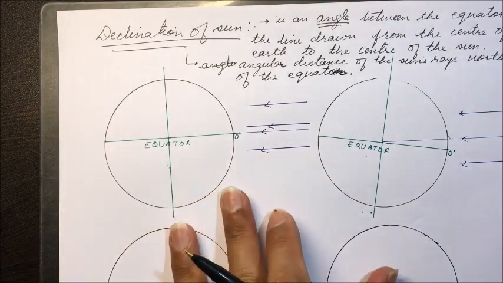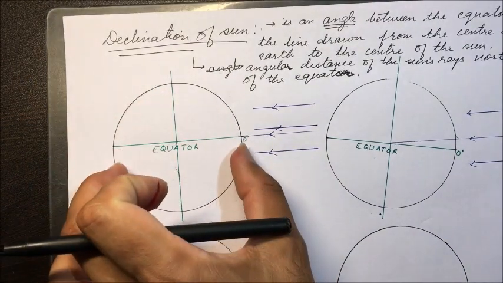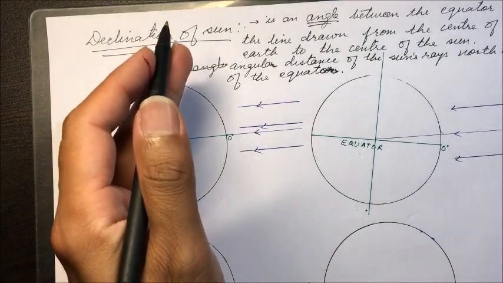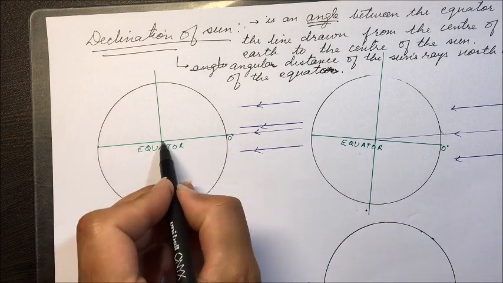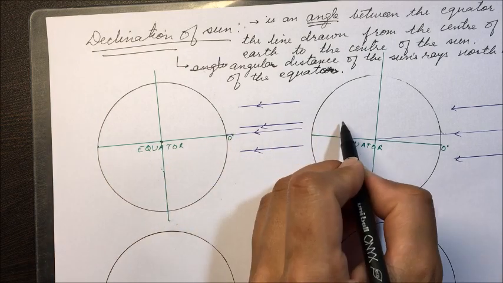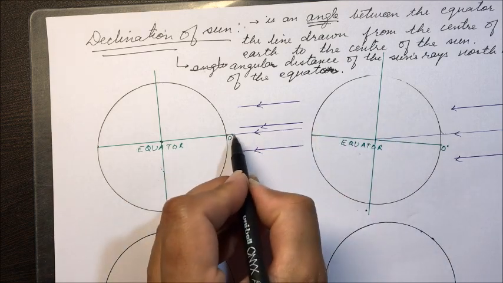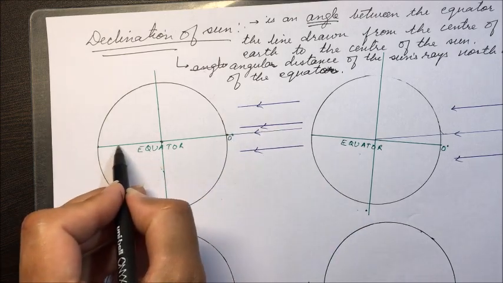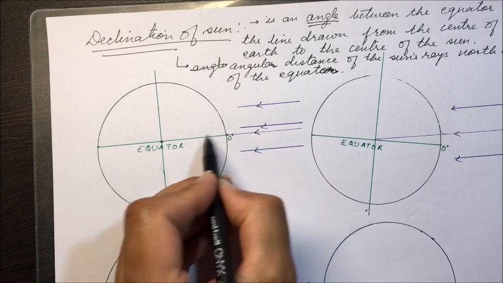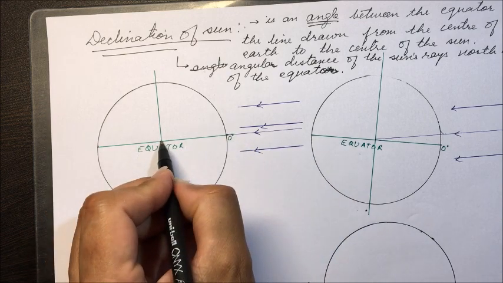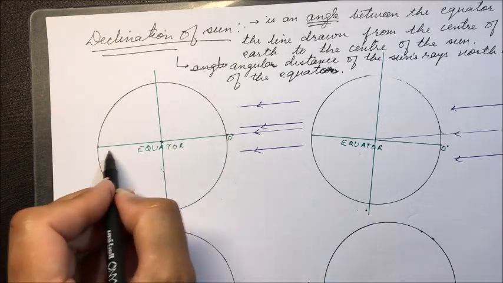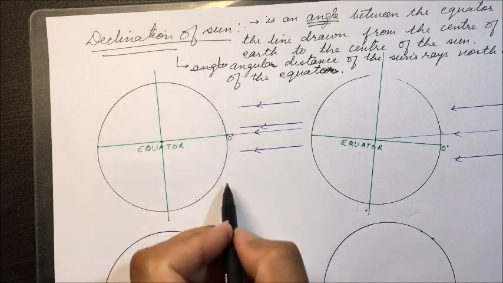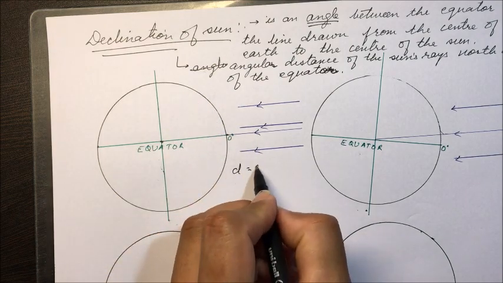So for example, consider the first one. Here the earth is not tilted. As we know, earth's axis is tilted by 23.5 degrees, but here it is not tilted. So if we join the center of the earth to the center of the sun, the ray meets the equator at 0 degrees. The angle this ray makes with the equator is 0 degrees. So here the declination of the sun, which we refer to as D, will be 0 degrees.